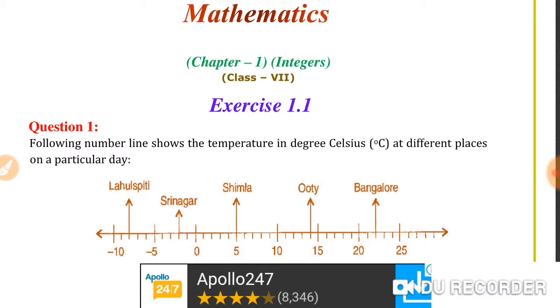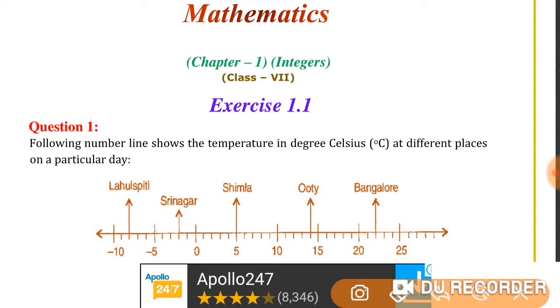We can continue the mathematics of 7th integer lesson of exercise 1.1. So these are the questions. Question number 1. The following number line shows the temperature in degrees Celsius at different places on a particular day.